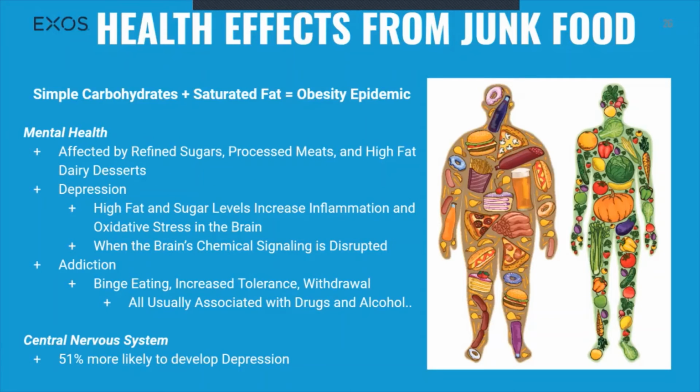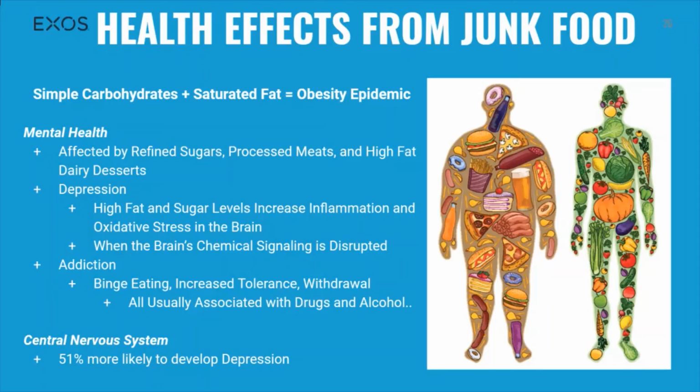And then let's see how it affects our mental health and our central nervous system. A poor diet high in refined sugars, processed meats, and high-fat dairy desserts is going to have an effect on our mental health. Researchers have actually found a strong connection between a junk food diet and higher rates of depression. High fat and sugar levels are known to increase inflammation and oxidative stress in your brain, and that can disrupt your brain's chemical signaling. And then there's also junk food addiction.